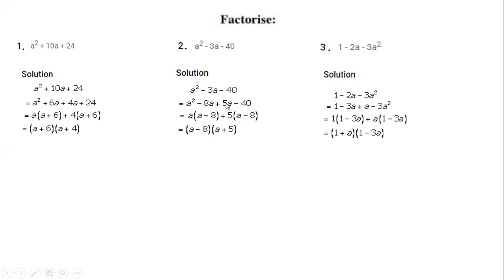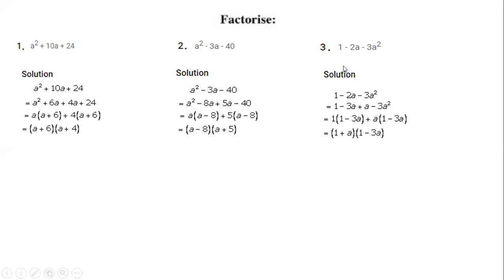Minus 8 plus 5 gives us minus 3, and minus 8 into 5 gives us minus 40. So we can write the expression a square minus 3a minus 40 as a square minus 8a plus 5a minus 40. From this pair take a common, from this pair take out 5 common. Now a minus 8 is here, a minus 8 is here. Take out this value as a common factor and we are left only with a plus 5.